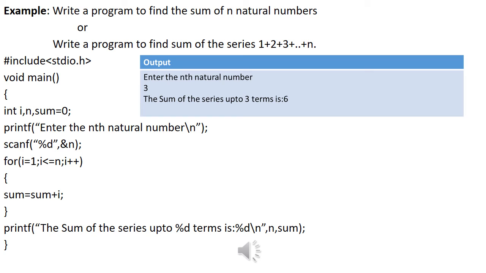Now sum equal to sum plus I. Previous value of sum was 3. So 3 plus I value is 3. So 3 plus 3, 6. So the new value of sum will be 6. Now again it will go to the updation part. I will be incremented by 1. I was 3. Now 3 plus 1, 4. I becomes 4. Now again it will check the condition. Now 4 is less than or equal to 3. Now the condition fails, so it will come out of the loop and execute the printf statement.